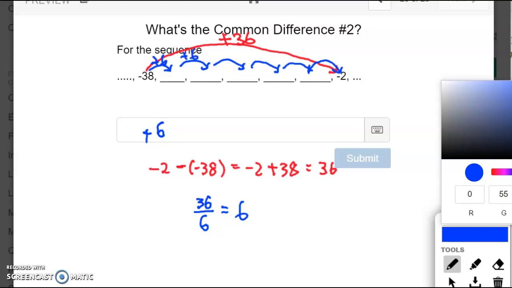So we can say negative 38 plus 6 is going to be negative 32, plus another 6 is going to be negative 26, plus another 6 is going to be negative 20, and then negative 14, and then negative 8, and then that negative 2 checks out. Okay, that's how you would check.